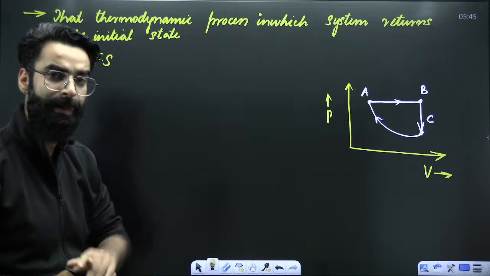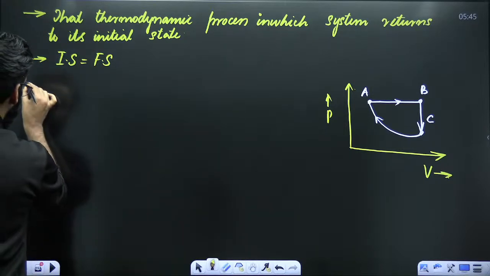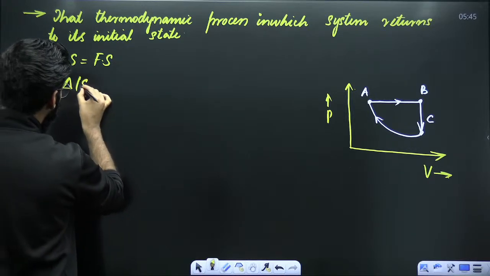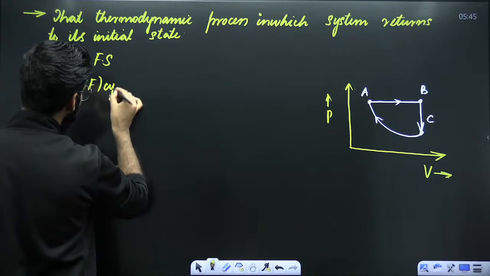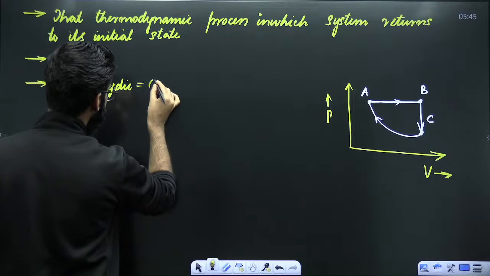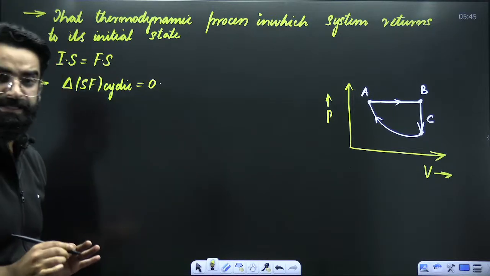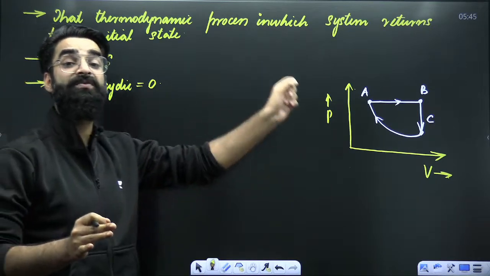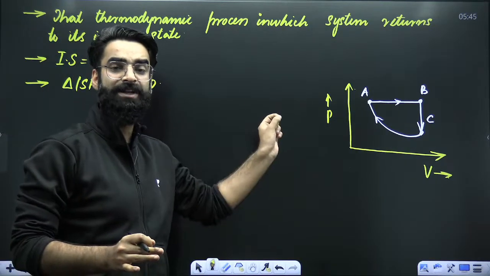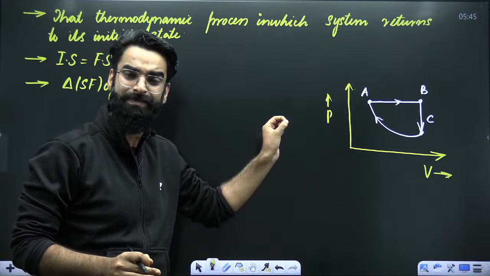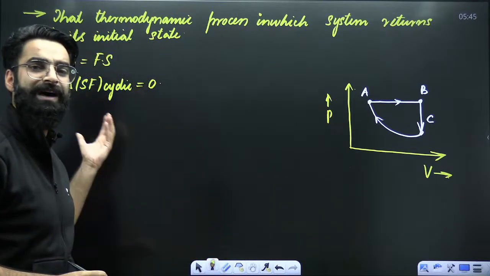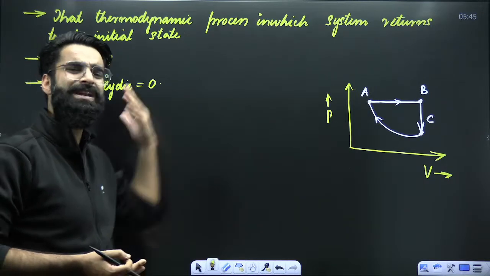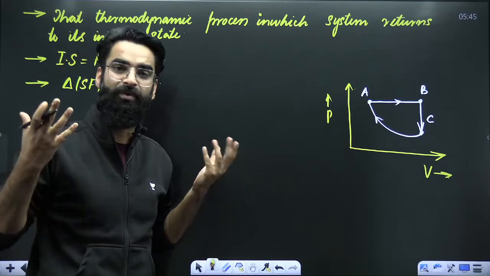At the same time, if you remember, I have told you categorically, the change in the value of a state function for a cyclic process is always 0. What is a state function? A state function depends only on the initial and final state of the system. If the initial state and final state of the system are the same, the change in the value of the state function will be absolutely 0, because the initial value and final value of the state function will obviously be the same.